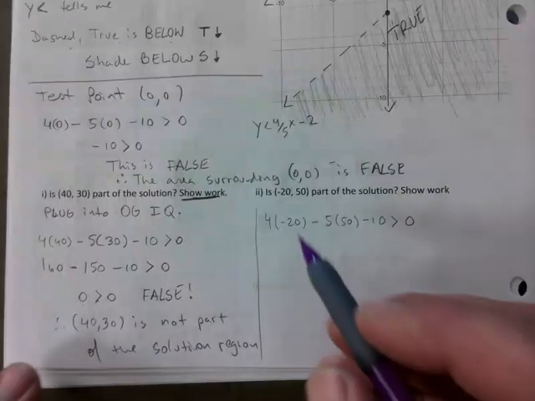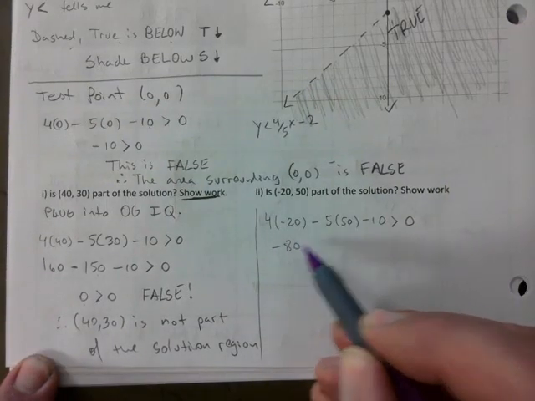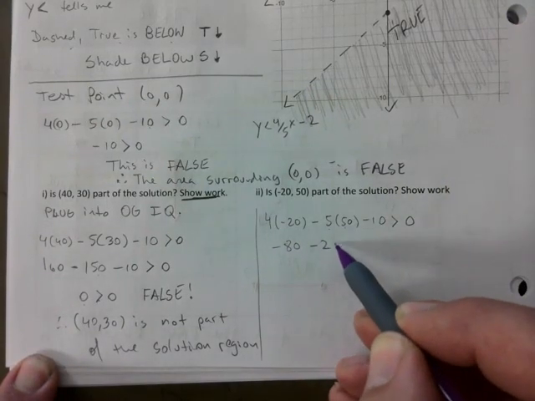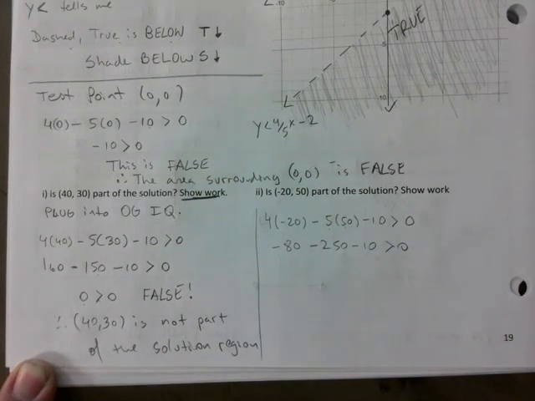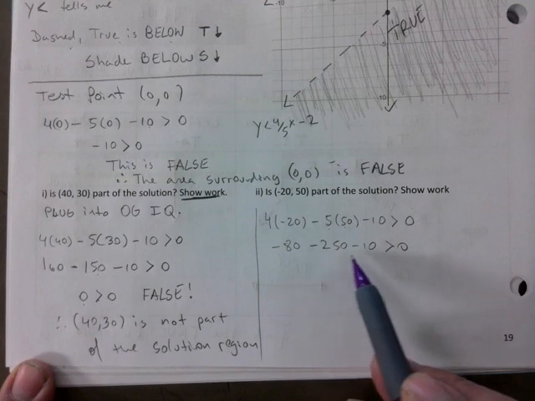So we have that. That's negative 80 minus 250 minus 10 greater than 0. You have all negatives.